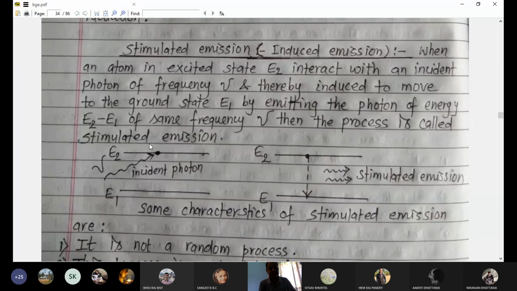Suppose there is an atom in excited state. Here there is an atom in excited state. Now the atom in excited state is forced to move to the ground state. A photon is incident on the excited atom, which is forced to fall to the ground state.